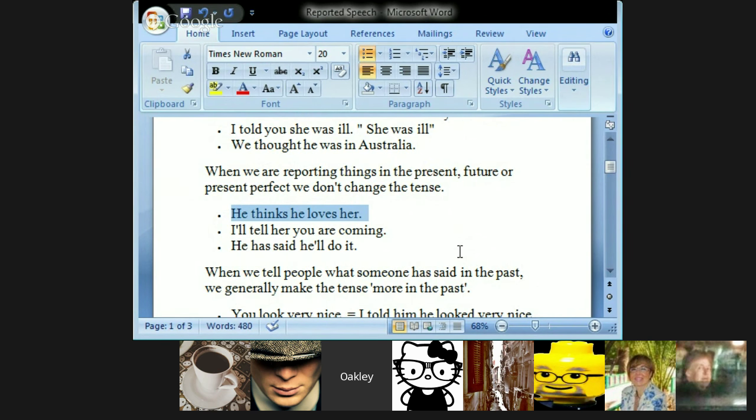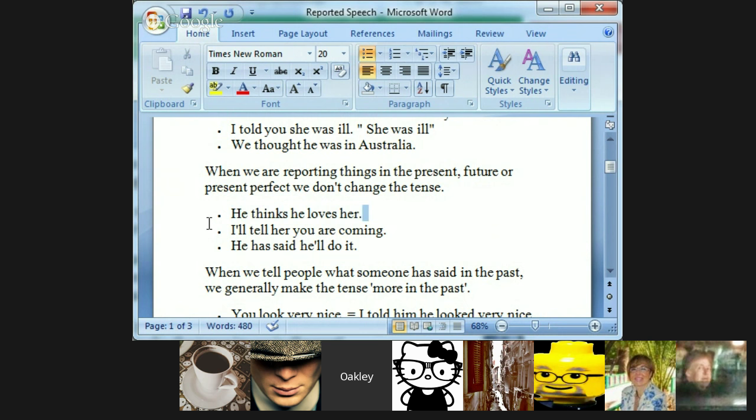Okay. That's the present tense. All right. So it would be crazy if I said, "He thinks he loved her." That wouldn't make sense. He still thinks he loves her. That's his state right now, present tense. So I don't need to use what's called, again, backshift. I don't have to make the verbs more in the past.